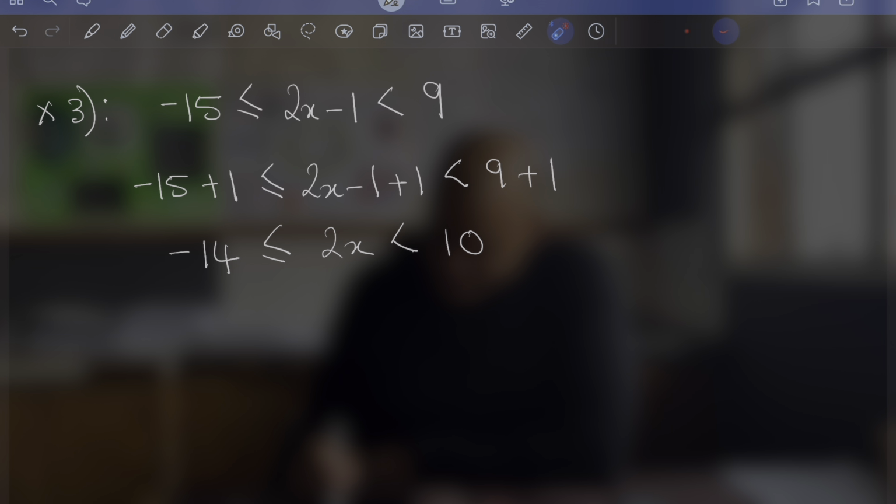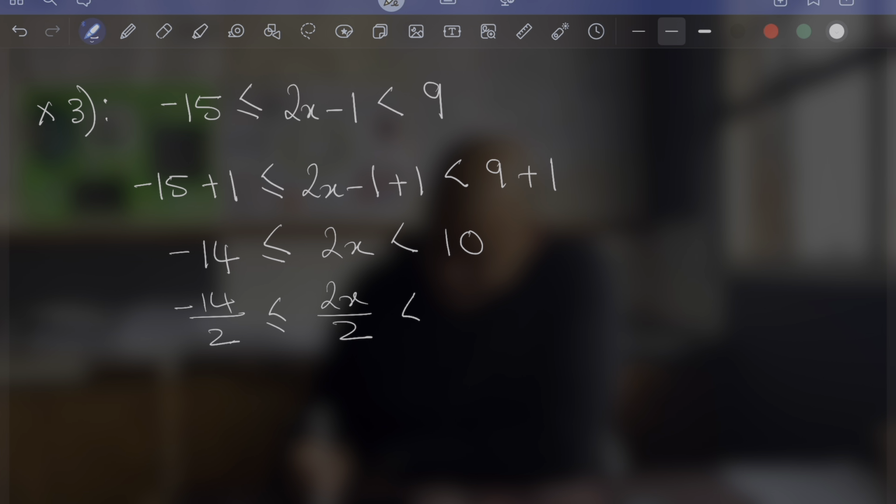So one more thing left to do. I almost have my x by itself. I still have a coefficient of 2. Remember, this is 2 times x, so to get rid of the 2, I'm not going to add or subtract 2, I'm going to divide by 2 everywhere. So that means -14 divided by 2, 2x divided by 2, and 10 divided by 2. The 2's disappear, so I'll have my x alone, isolated like I wanted. -14 divided by 2 is -7. And 10 divided by 2 is 5.